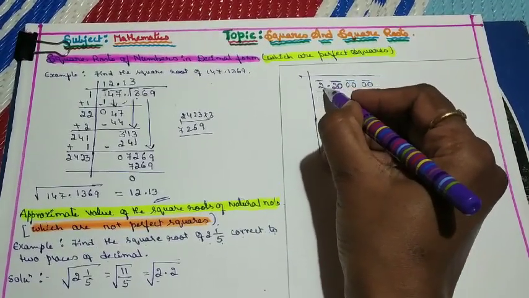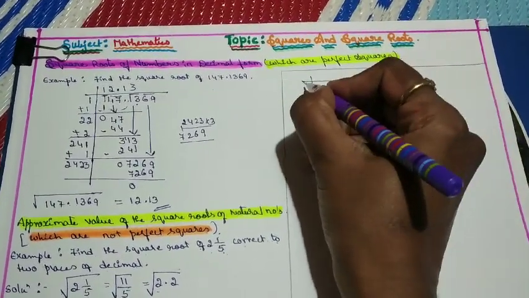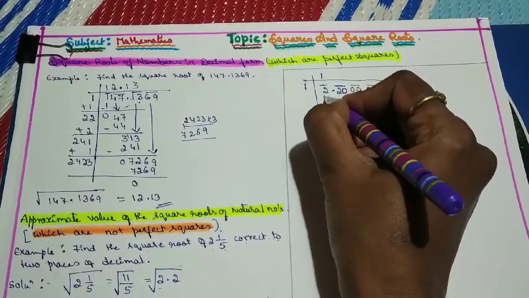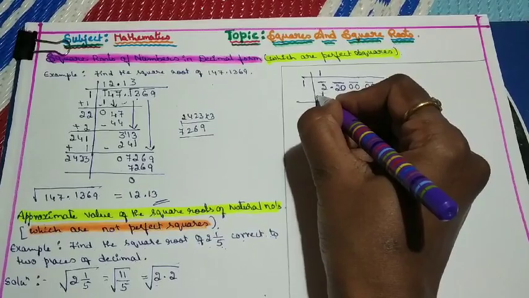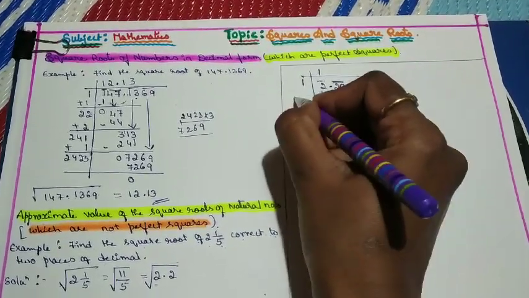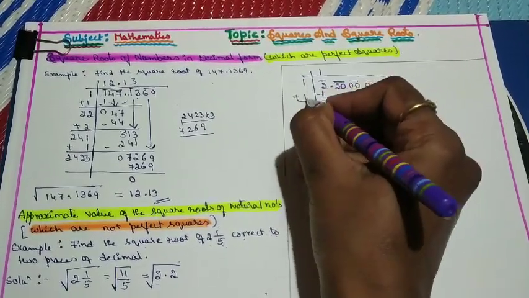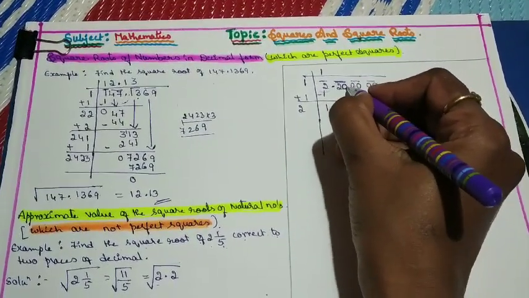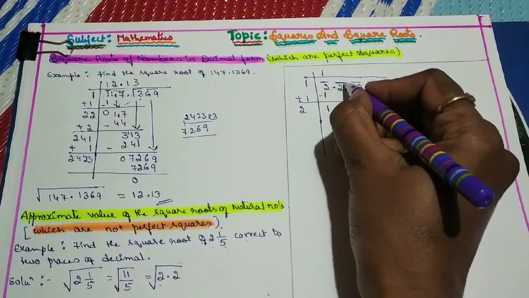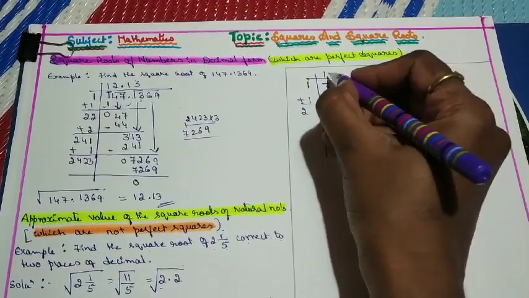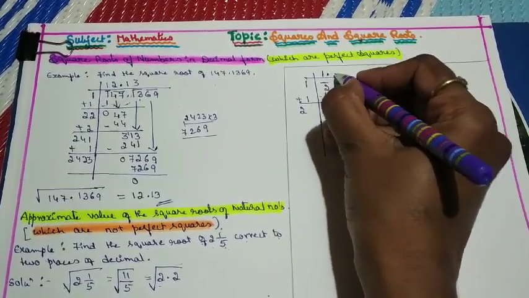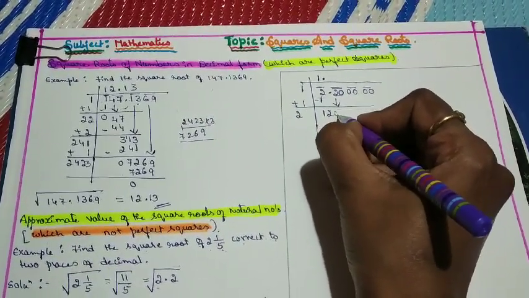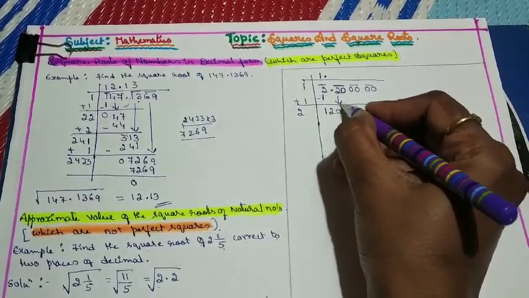So the first period is 2. The nearest perfect square near the 2 is 1. So 1 ones are 1. Then 2 minus 1 is 1. Then add the divisor, same divisor number. So 1 plus 1 is 2. Next I have decimal part, means I am moving from whole number part to decimal number part. Then I have to make decimal point in the quotient. Bring the next period down without decimal point, then it becomes 120.